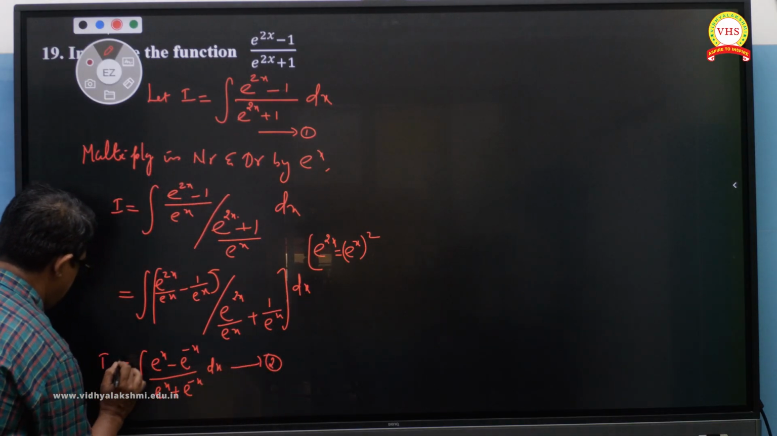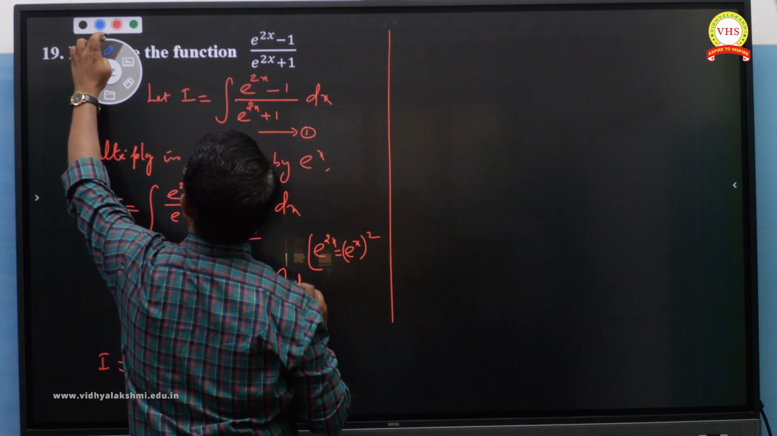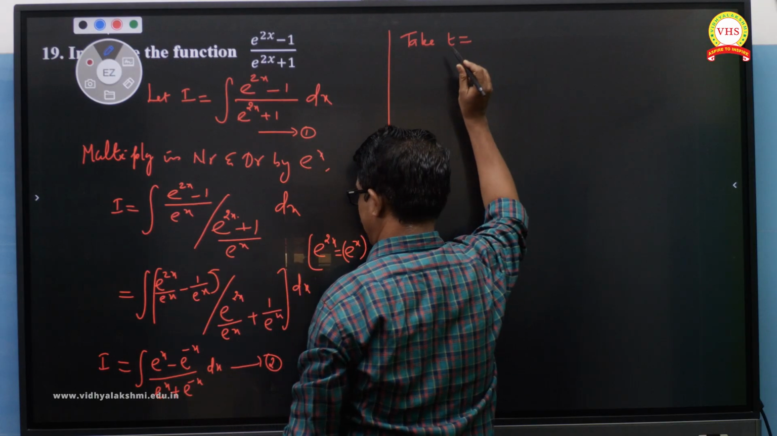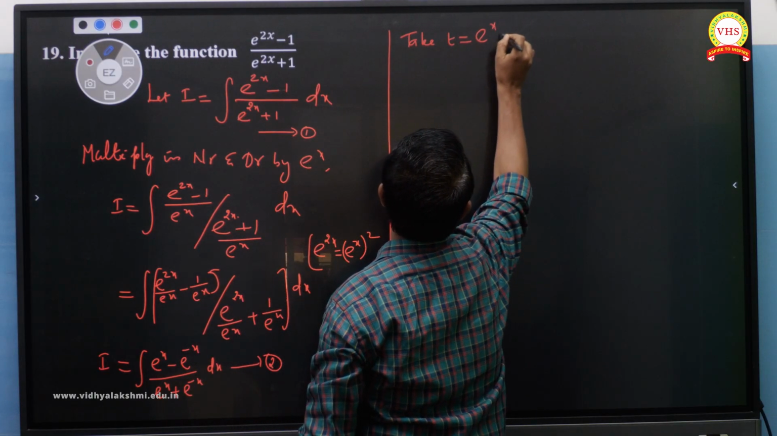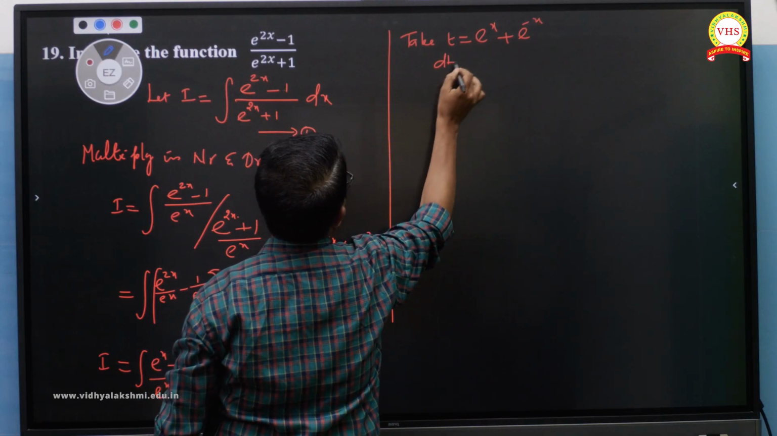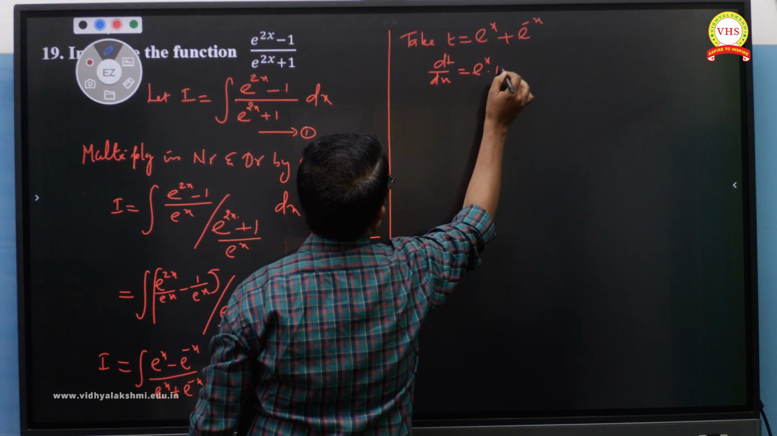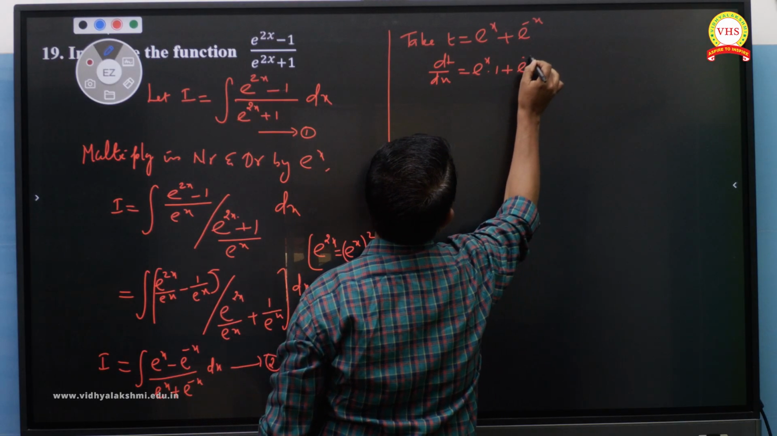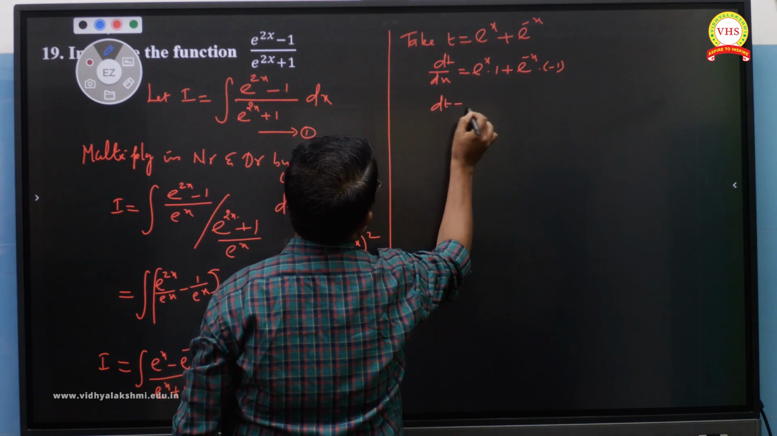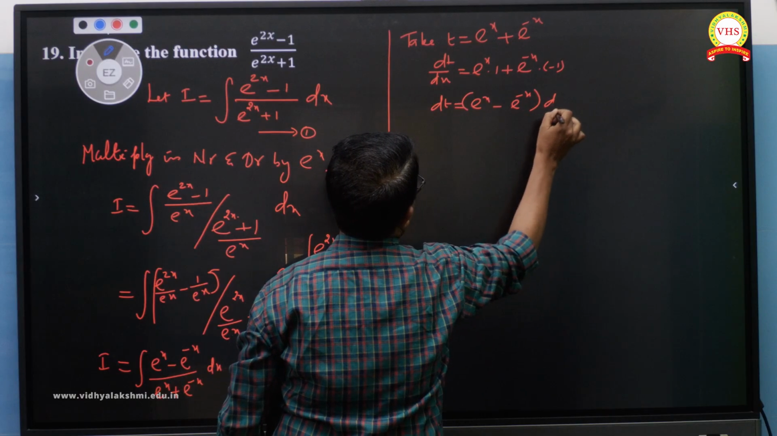This is I. Now we go to the substitution method. Take t as the denominator. What is the denominator? e^x + e^(-x). Now dt/dx equals e^x times 1 plus e^(-x) times minus 1. So dt equals (e^x - e^(-x)) dx.